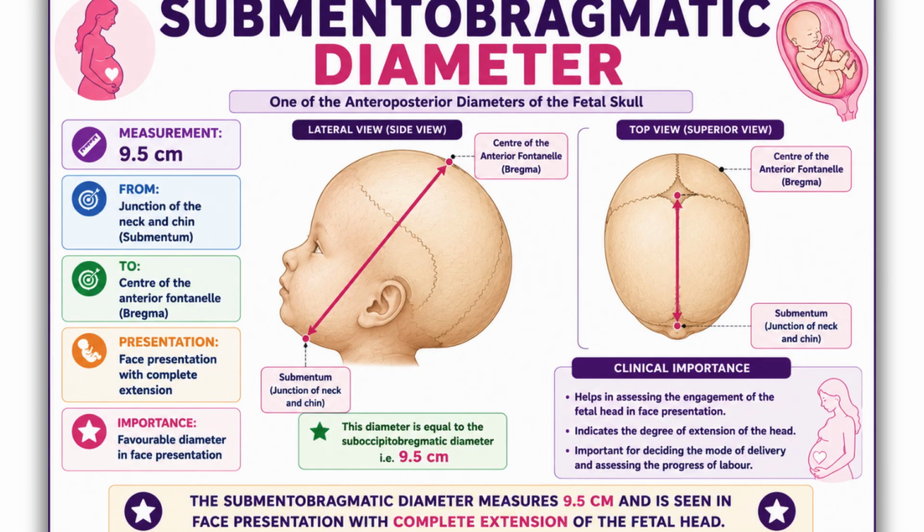5. Submentobregmatic diameter. The submentobregmatic diameter measures 9.5 centimeters. It extends from the junction of the neck and chin, called the submentum, to the center of the anterior fontanelle, or bregma. This diameter is seen in face presentation with complete extension. It is the most favorable diameter in face presentation.